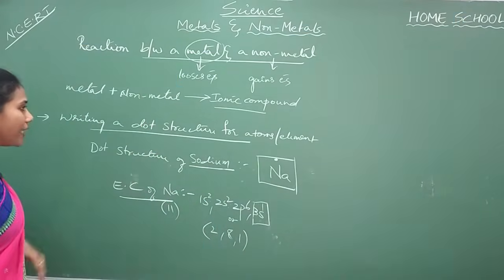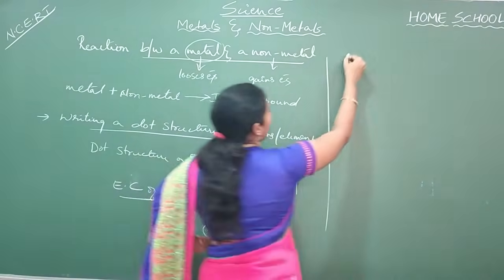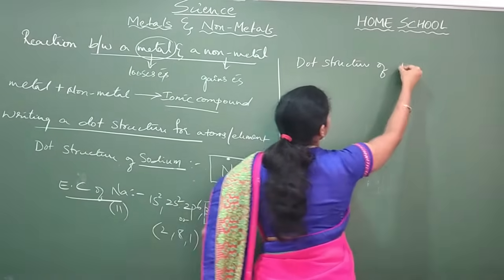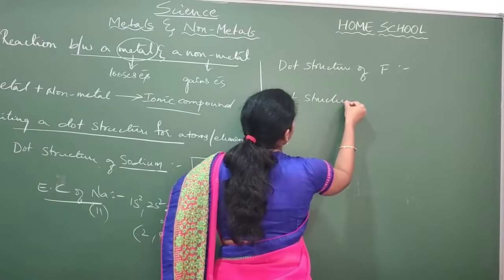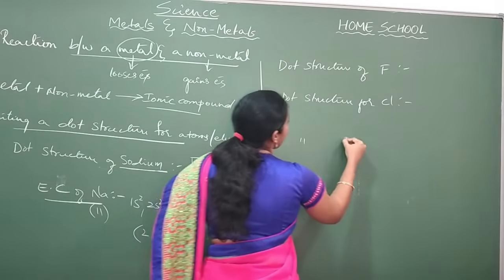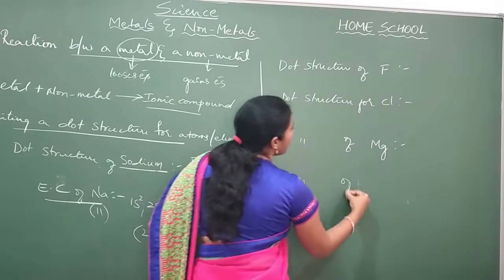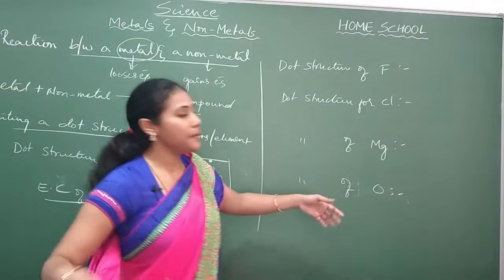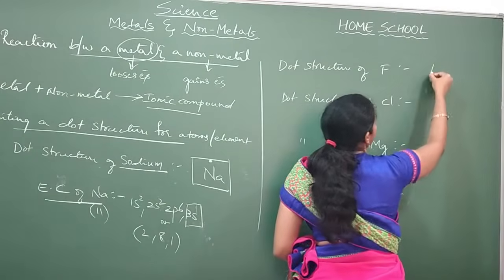Now let us learn writing dot structures for some more elements. Dot structure for fluorine, dot structure for chlorine, dot structure of Mg, dot structure of oxygen. Can you all try writing the dot structure for these elements? So how do we write the dot structure of F, that is fluorine? So symbol F.